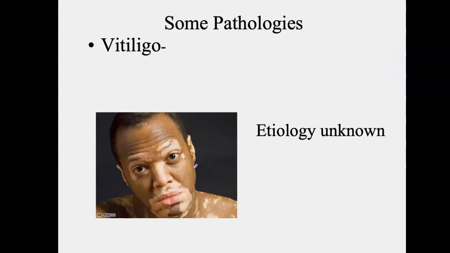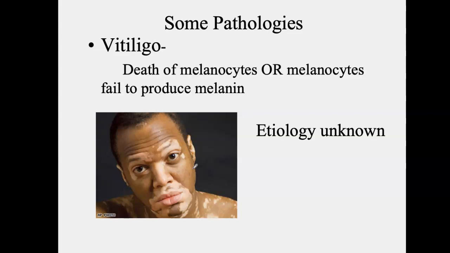All right, let's look at a few more pathologies now. The skin really is riddled in pathologies. So one of them is vitiligo. This is something that we don't know why it happens. The etiology is unknown. But somehow, either the melanocytes are dying, so it's either the death of the melanocyte, or sometimes the melanocytes are still alive, but they fail to produce melanin. And so then this individual here has some patches with no melanin, so the darkness is gone.